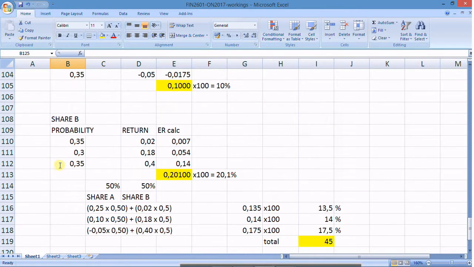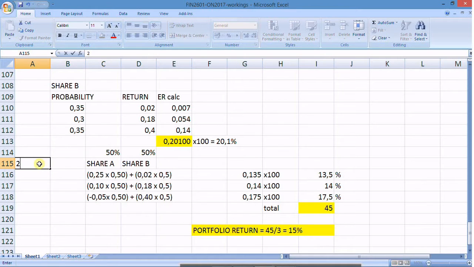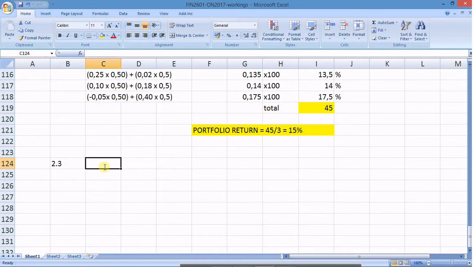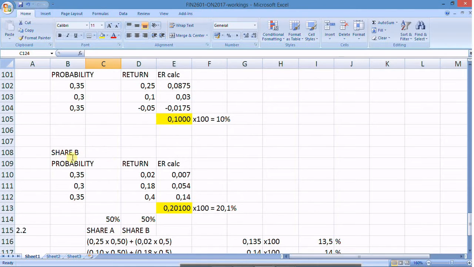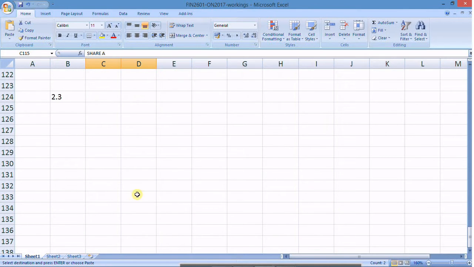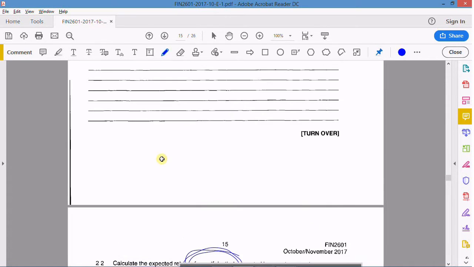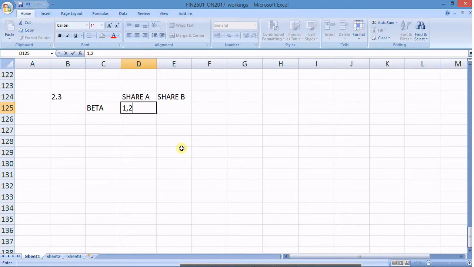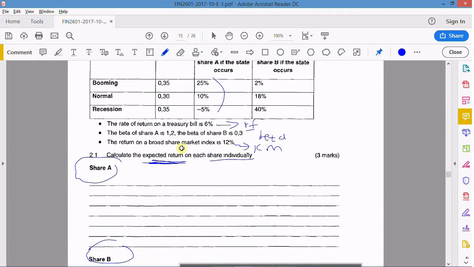I'm not labeling these. This should have been 2.2, this is 2.2, and then the top one was 2.1. So here we need to do the same thing. Share A and B, let's just take the headings. What is share A's beta? 1.2. B is 0.3.